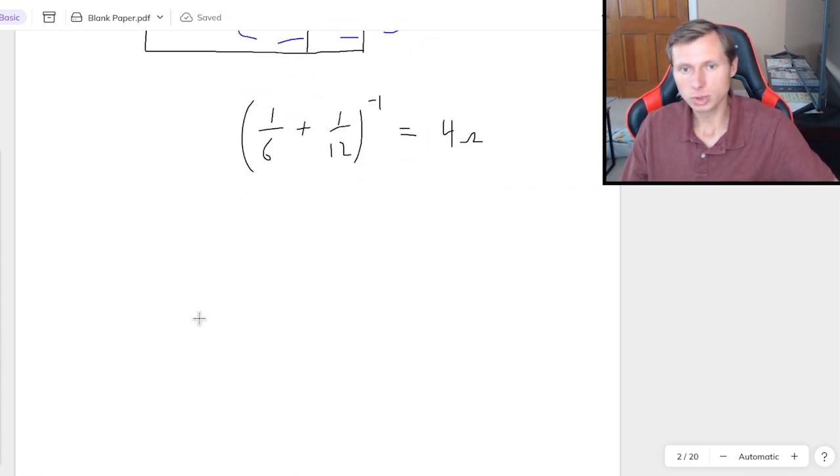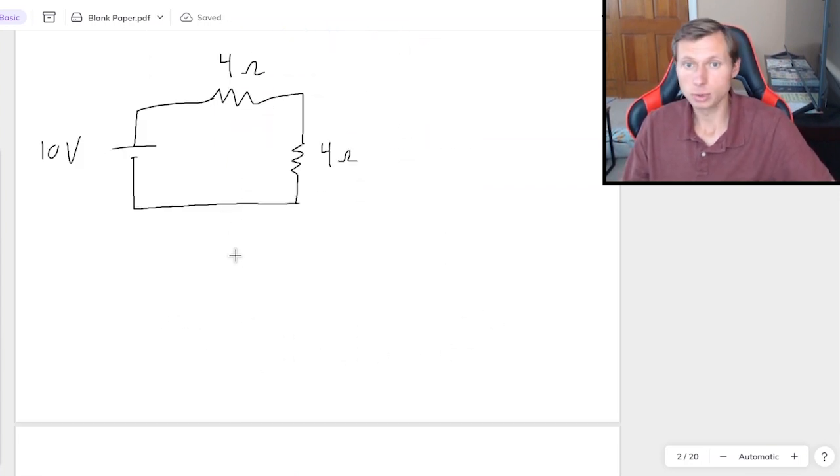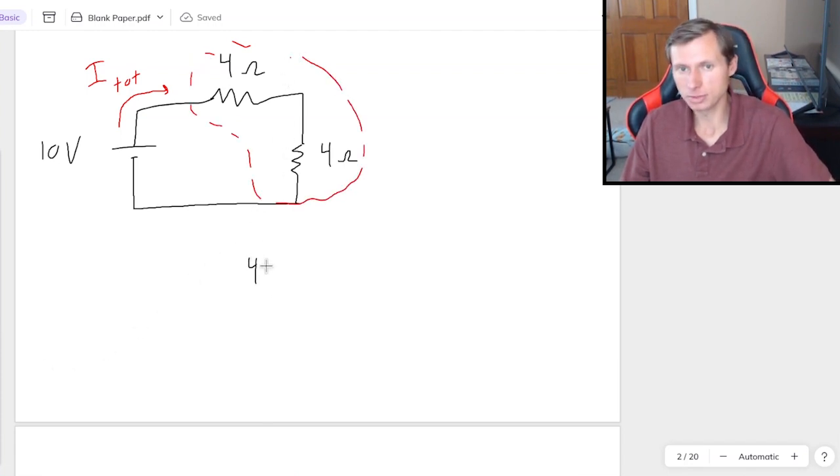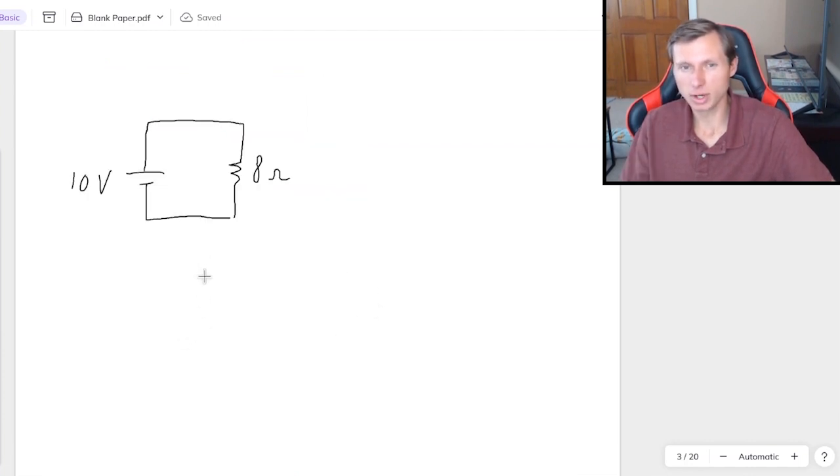So then I'm going to redraw the circuit, and now I have 2 resistors in series. So one of the things I need in order to use current division is the total current coming out of the battery. So my advice is, if I want that current, I should be combining these resistors too, which are in series. That's just going to be 4 plus 4, 8 ohms. And then one more time drawing the circuit.